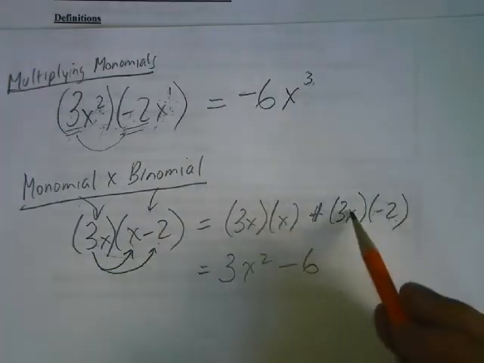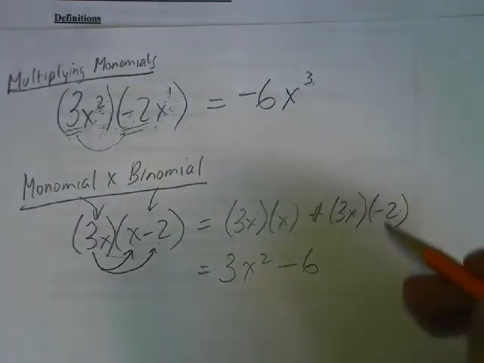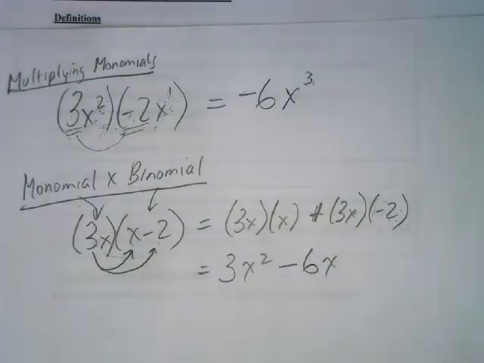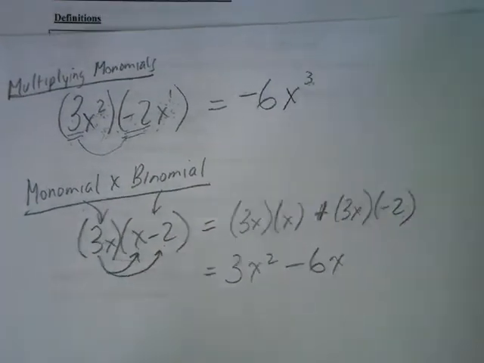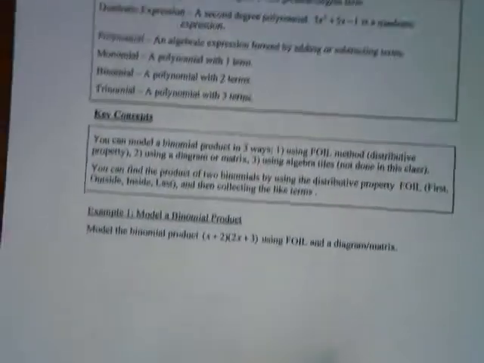And here we have an x in this term but not in this term. Well, if that's the case, you just leave it as the single x with exponent 1. So that's how you do monomial times monomial. Okay, now we're going to learn how to multiply two binomials together.